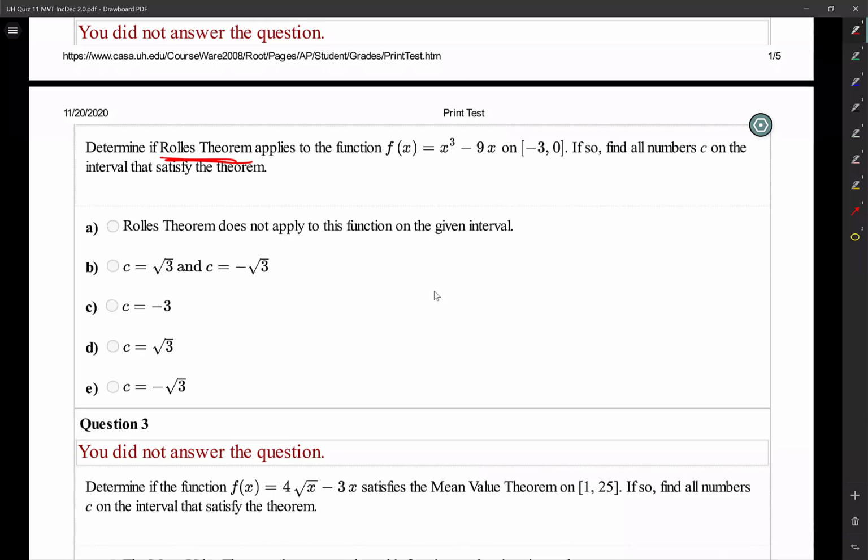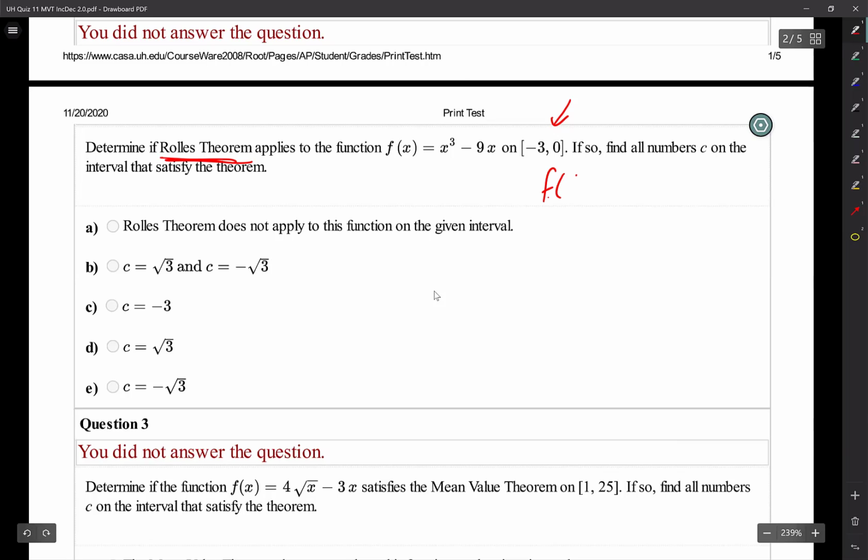So question 2 says, determine if Rolle's theorem applies. First of all, for MVT and Rolle's theorem, you have to be continuous on the closed interval, and you are, and differentiable on the open interval. All that means is that it doesn't matter if you don't have a derivative at the endpoints. You can have a vertical tangent at your endpoints. That's fine. You guys okay so far? Does Rolle's theorem apply? Yes, it does. It's continuous and differentiable. Well, I don't know. Let's find out.